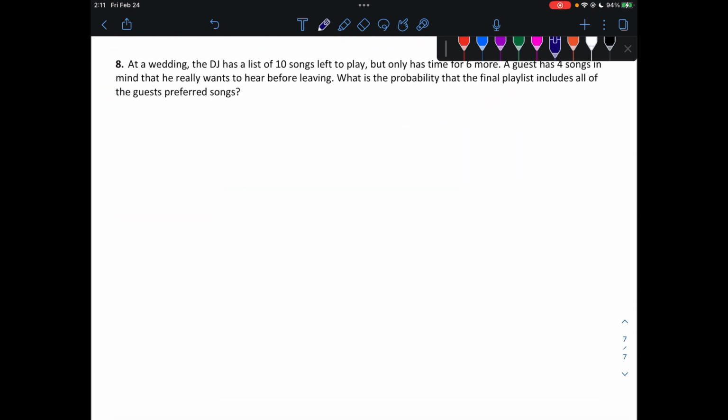All right, last one here. At a wedding, the DJ has a list of 10 songs left to play, but only has time for 6 more. A guest has 4 songs in mind that he really wants to hear before leaving. What's the probability the final playlist includes all 4 of them? So probability of all 4 songs being played. All right, our sample space, well, there's 10 songs, and we're going to choose 6 of them.